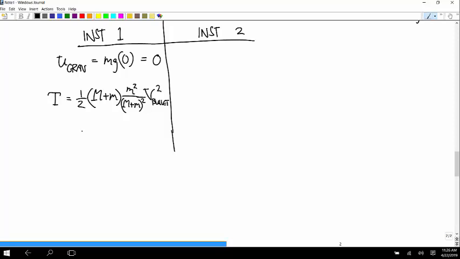I guess I'll do one cancellation here. So this is 1/2 times m squared over the quantity big M plus little m squared times V bullet squared. Yes, that shouldn't be right. Thank you.